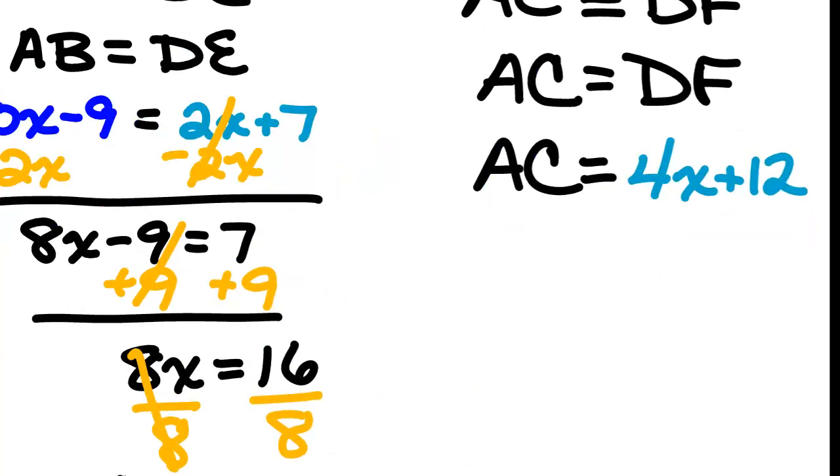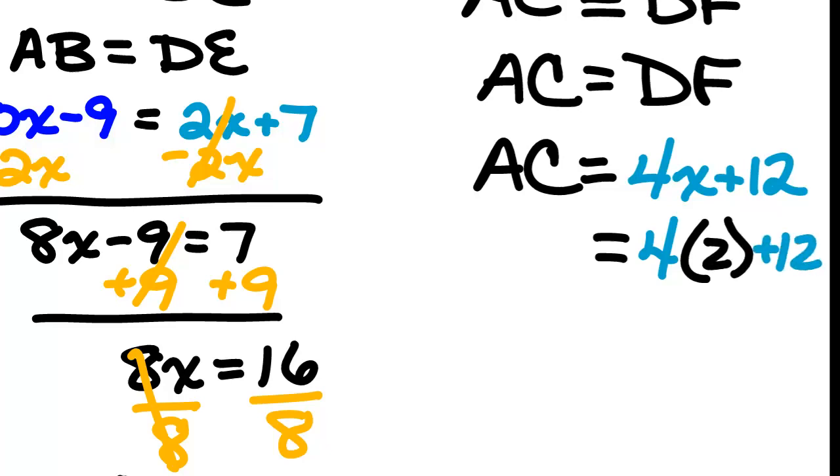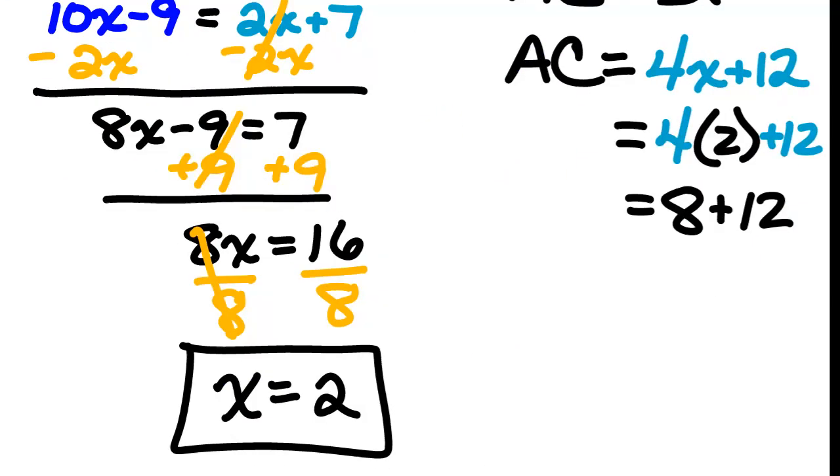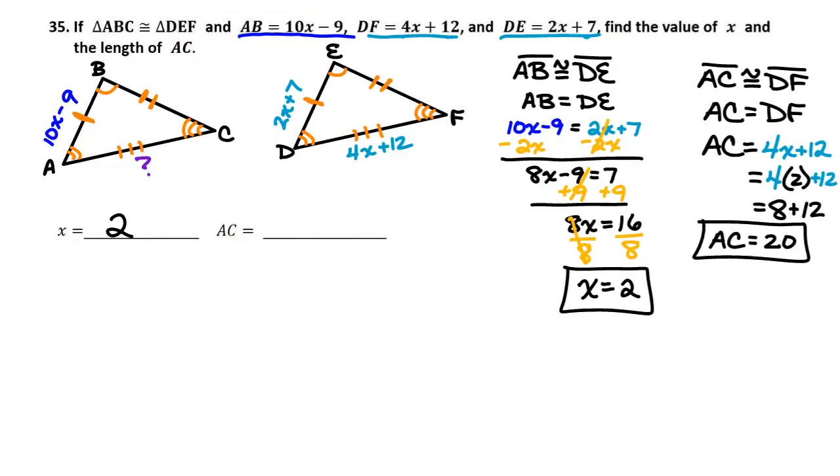And we just figured out that x is how big? 2. So I'm going to have 4 times 2 plus 12. 4 times 2 would give me 8. And 8 plus 12 is how much? 20. So segment AC is 20.